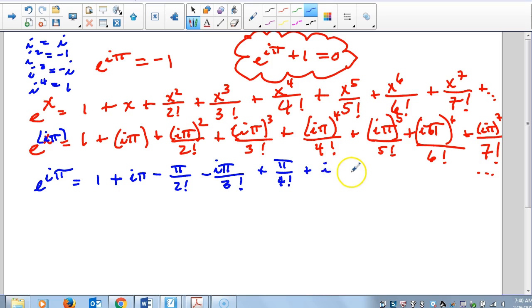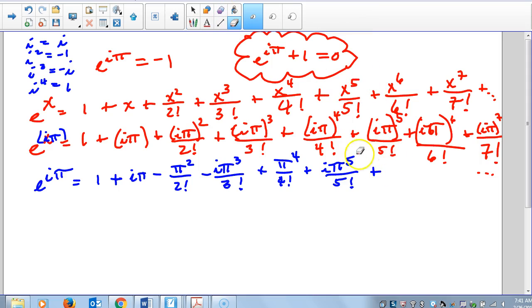So I've got i pi to the 5th. And I'm forgetting my powers, aren't I? I pi, this is pi squared, this is pi cubed, this is pi to the 4th. So the pi's don't cancel, they don't do anything weird, they just continue. So i pi to the 5th over 5 factorial plus i to the sixth, again, is negative 1. So I could put a negative in here instead of a positive.